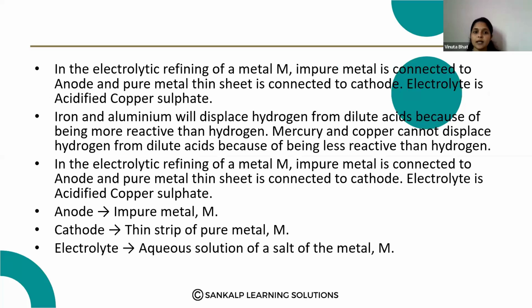In the electrolytic refining of metal M, impure metal is connected to the anode and a pure metal thin sheet is connected to the cathode. That is how the anode and cathode are connected. The electrolyte is acidified copper sulfate solution.